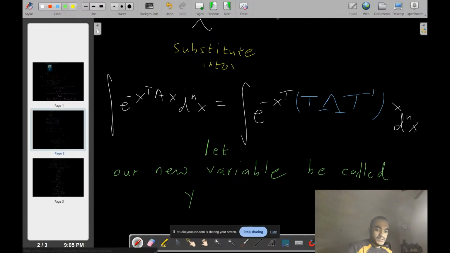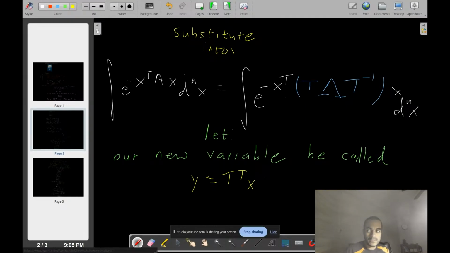Okay, and y will equal, I'm just going to highlight this in a different color. This is an equation. y is equal to T transpose x. There's a reason why I did it, and there's a reason why I called it y, to make it funny.